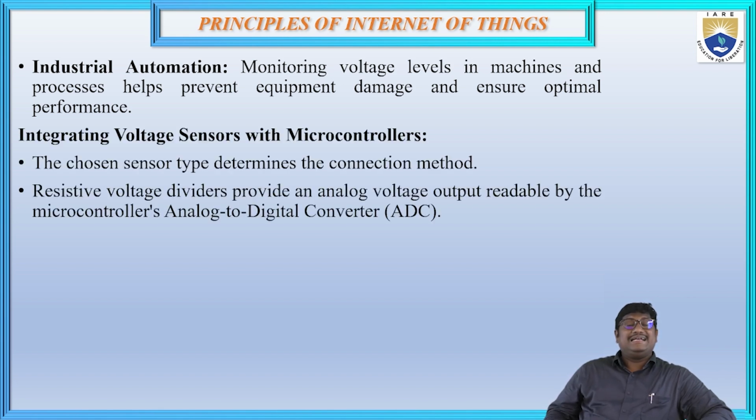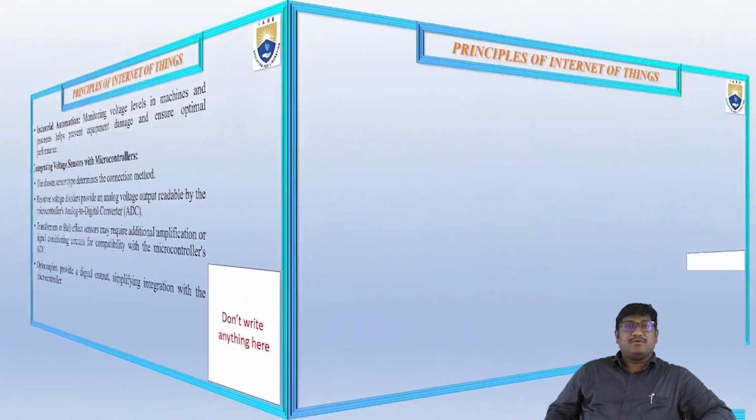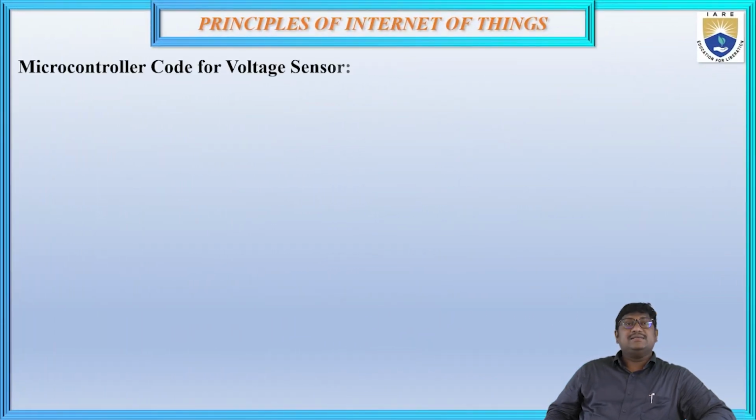We need to integrate these voltage sensors with microcontrollers. How does this happen? Whenever we are converting AC to DC, with an analog to digital converter, we use voltage dividers for reading by the microcontroller. Also, transformers and Hall effect sensors are additional options for ADC purposes. And optocouplers provide digital output by providing isolation.